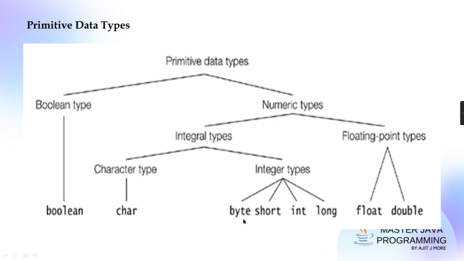All 4 come under integral, means whole numbers. Here no floating value, only whole numbers. And they all come under signed category, means whatever range of byte, short, int and long, in that range, half positive, half negative.